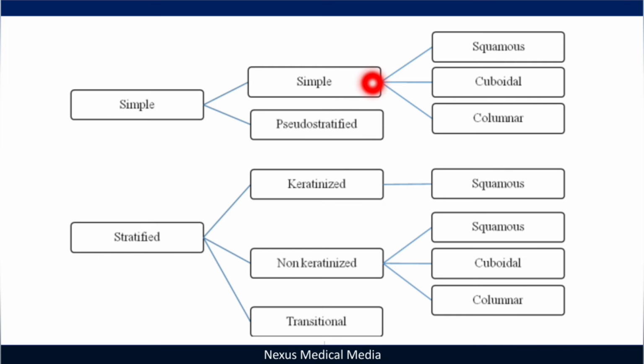So simple can be simple squamous, which is flat, simple cuboidal, which is cuboidal in shape, and simple columnar. Then stratified: the first one is keratinized, which is keratin and squamous. And then stratified non-keratinized can be squamous, cuboidal, or columnar. And the last one is transitional. Transitional is special, it changes shape. For example, think about the urinary bladder. When it starts to fill with urine, this transitional epithelium will allow it to stretch. Wow, this is cool, right?